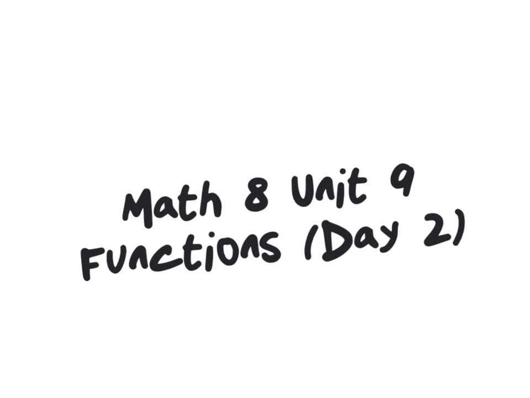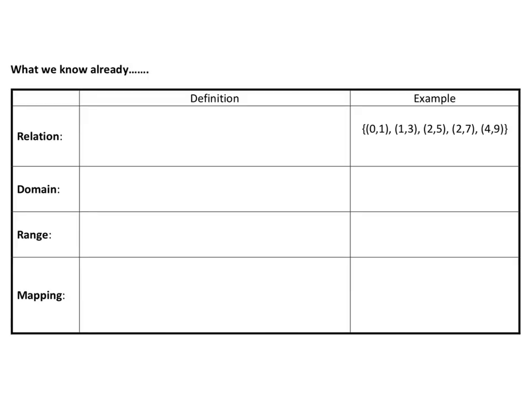In this video, we'll go over how to tell if something is a function. So recall from the last video that we defined some key vocabulary. We talked about a relation, which is just a set of ordered pairs. So any list of ordered pairs is called a relation. Remember, ordered pairs are points.